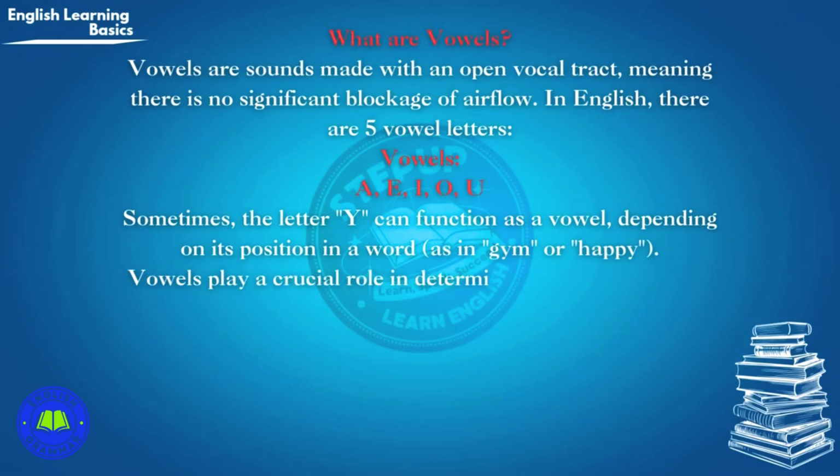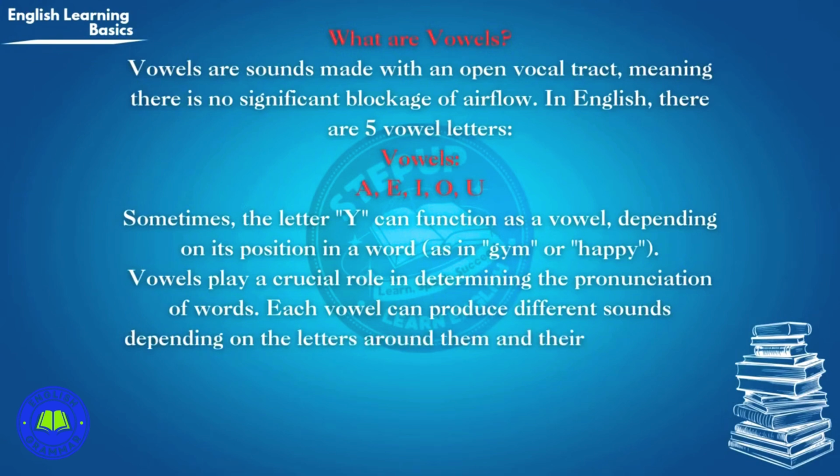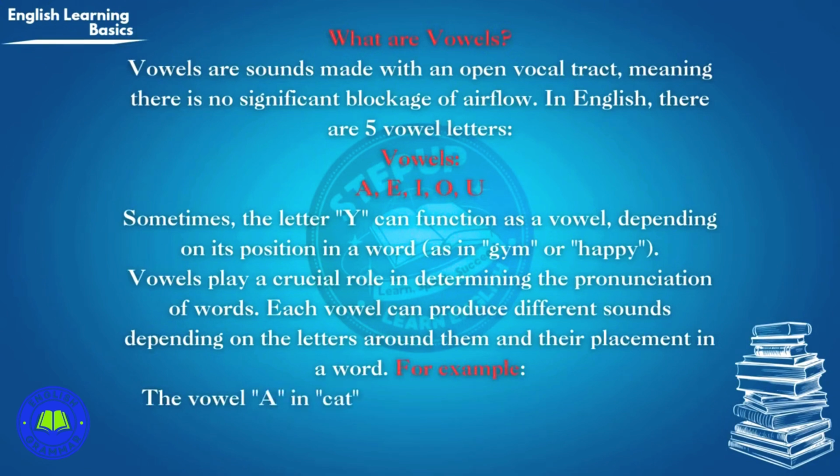Vowels play a crucial role in determining the pronunciation of words. Each vowel can produce different sounds depending on the letters around them and their placement in a word. For example, the vowel A in cat has a short sound, while the A in cake has a long sound.